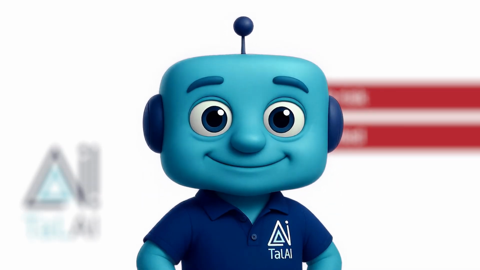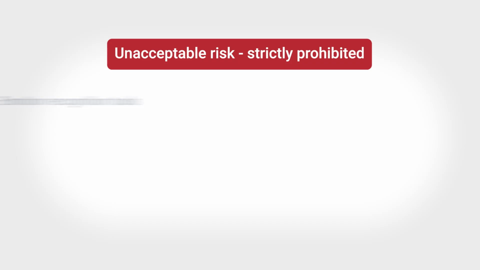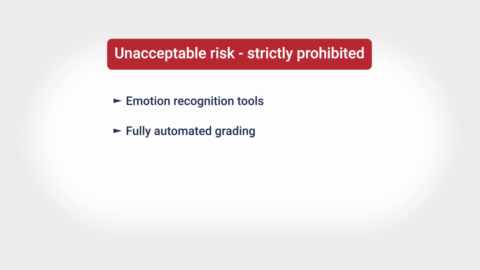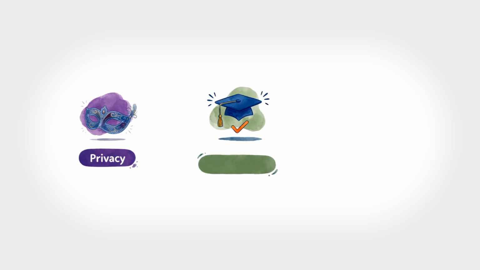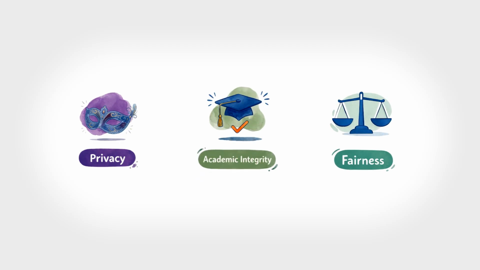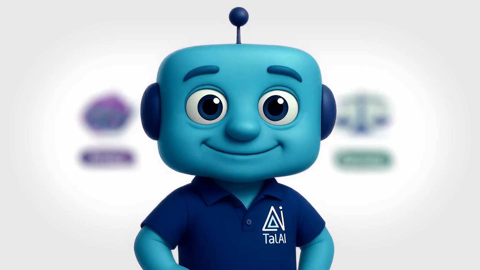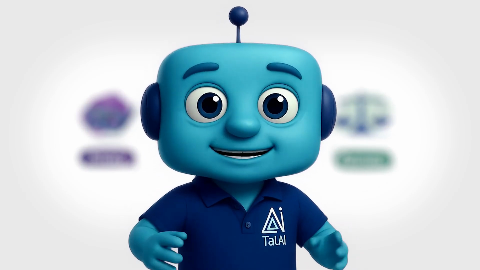Unacceptable risk, strictly prohibited. These are uses that violate fundamental rights or the law. They are completely banned. That includes emotion recognition tools in classrooms, fully automated grading without meaningful human review, using AI to manipulate or monitor behavior in invasive ways, transferring personal or confidential data into public AI systems without consent and safeguards, submitting AI-generated work as original or using AI to cheat. In short, any use that compromises privacy, academic integrity, or fairness is off limits. If a use case feels intrusive, removes human judgment, or undermines integrity, don't use it.